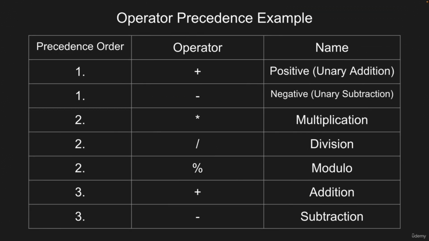Here's an operator precedence example of basic mathematical calculator rules. You see that first in precedence is plus and minus, the unary addition and unary subtraction, like negative 5 or positive 5. Those are first in line to be operated on. The second is multiplication, division, and modulo, like 1 times 2, which is operated on first. The third in line is addition and subtraction, like 1 plus 2. You'll see an example of how operator precedence works in the next slides.